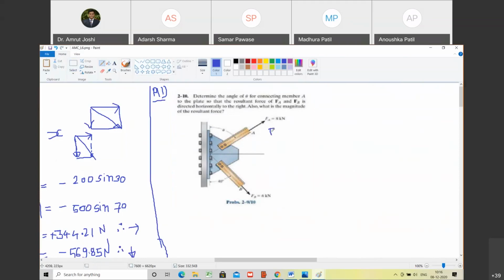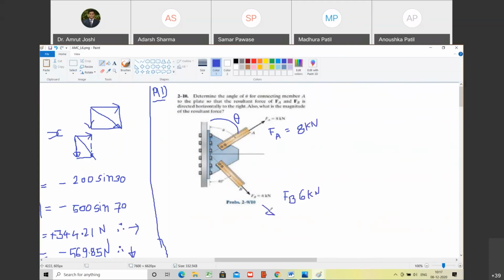If this is not readable, I will write this. This is FA. This is 8 kilonewton. This makes an angle of theta with vertical. This is called a bracket. So there are two members resting on the bracket. They are being pulled by the forces FA and FB. FB is 6 kilonewton. Are you with me?